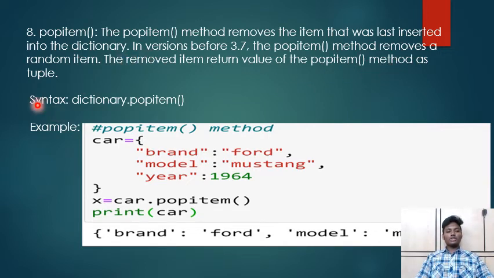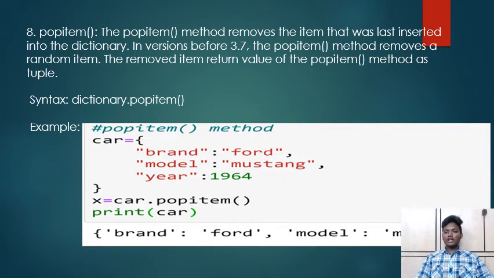And we can know the syntax of this is dictionary.popitem(). For the example, same as before, in the program, car equals to open curly brackets, and we have given brand, model, which are keys, and Ford, Mustang, 1964 are the values. We can write here x equals to car.popitem(), and we can print car, and we get the output of brand Ford and model Mustang.